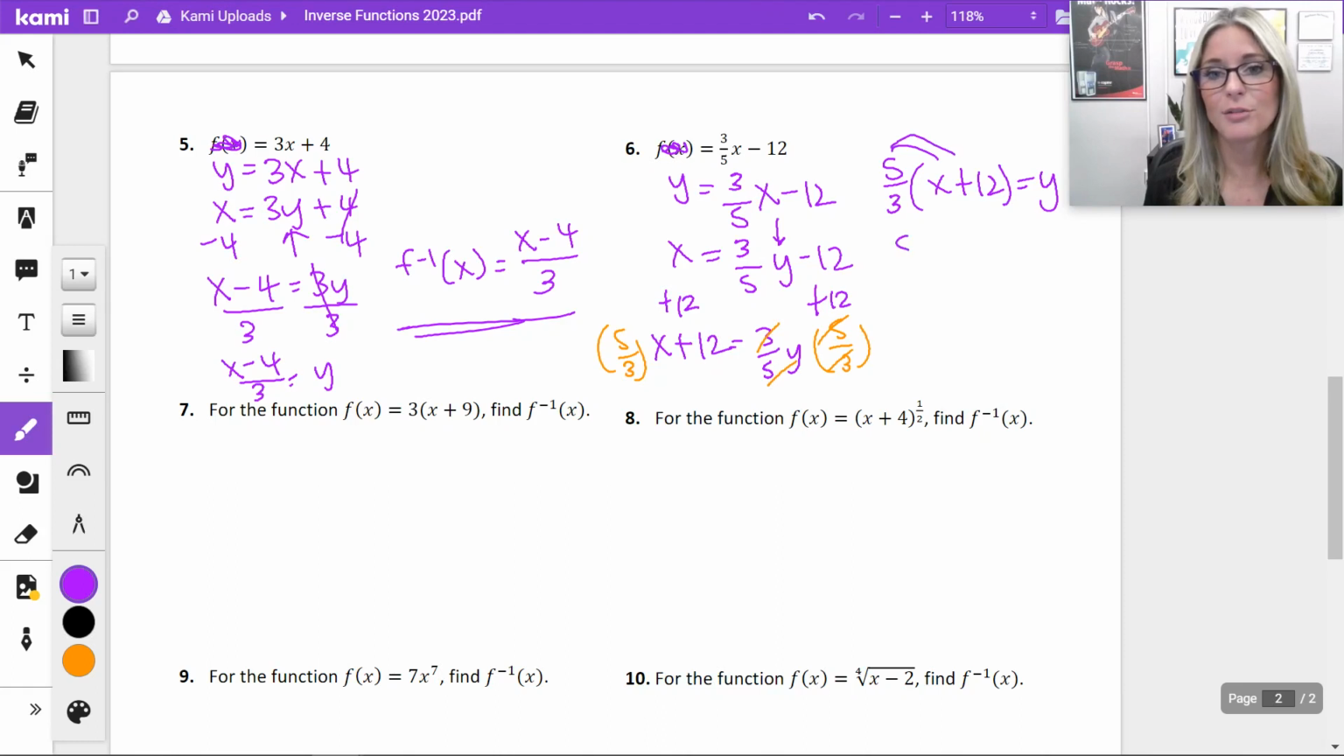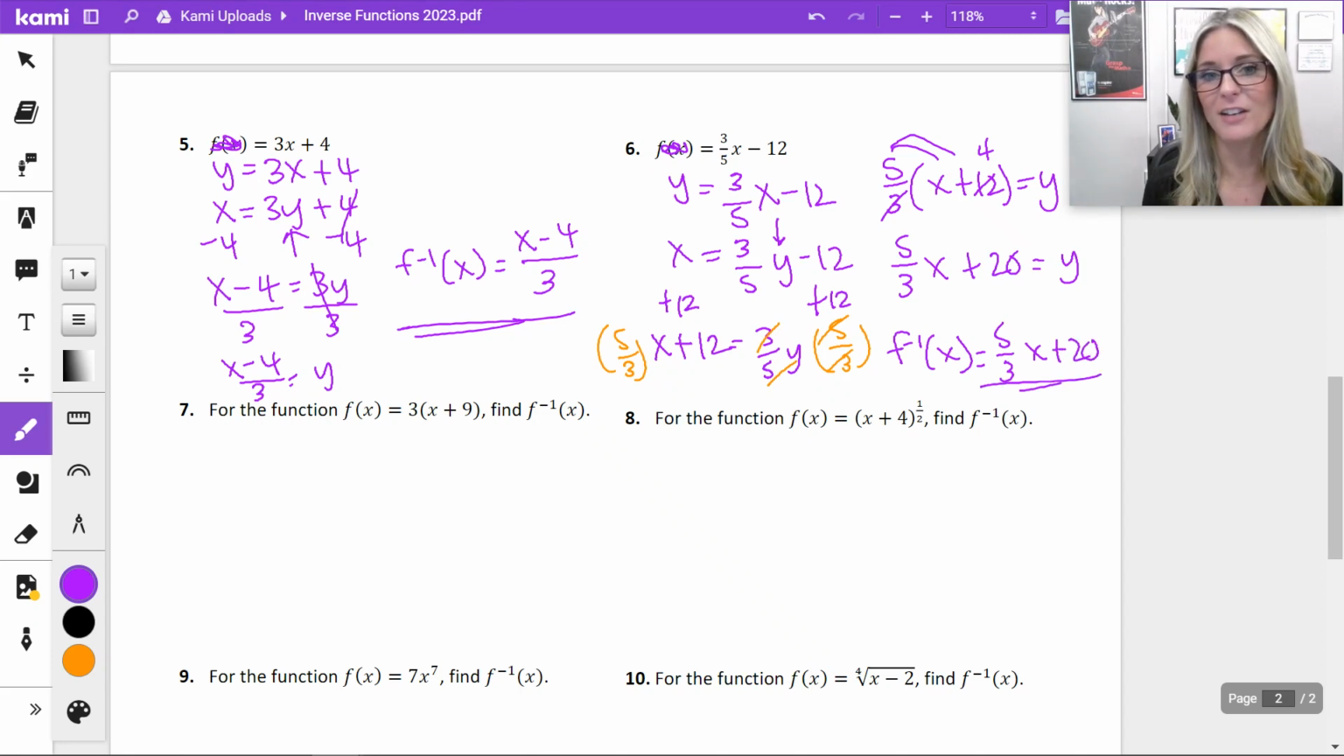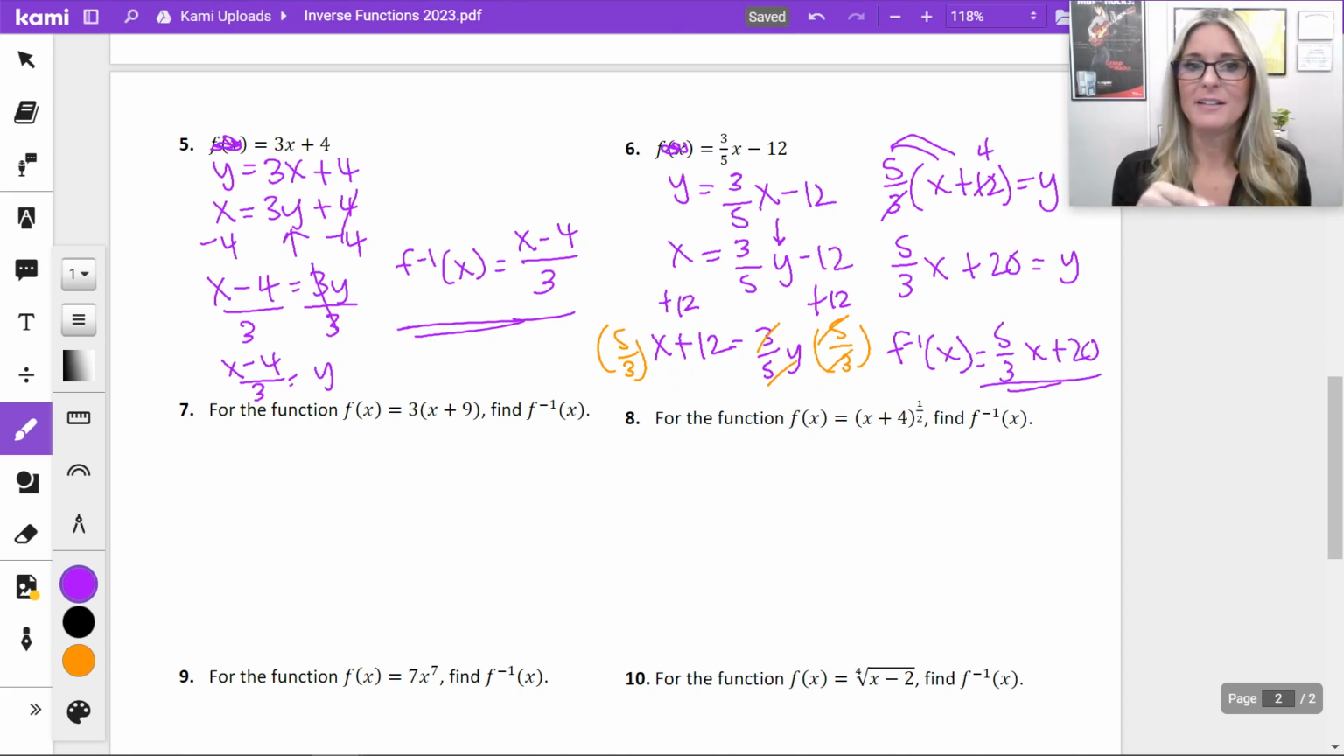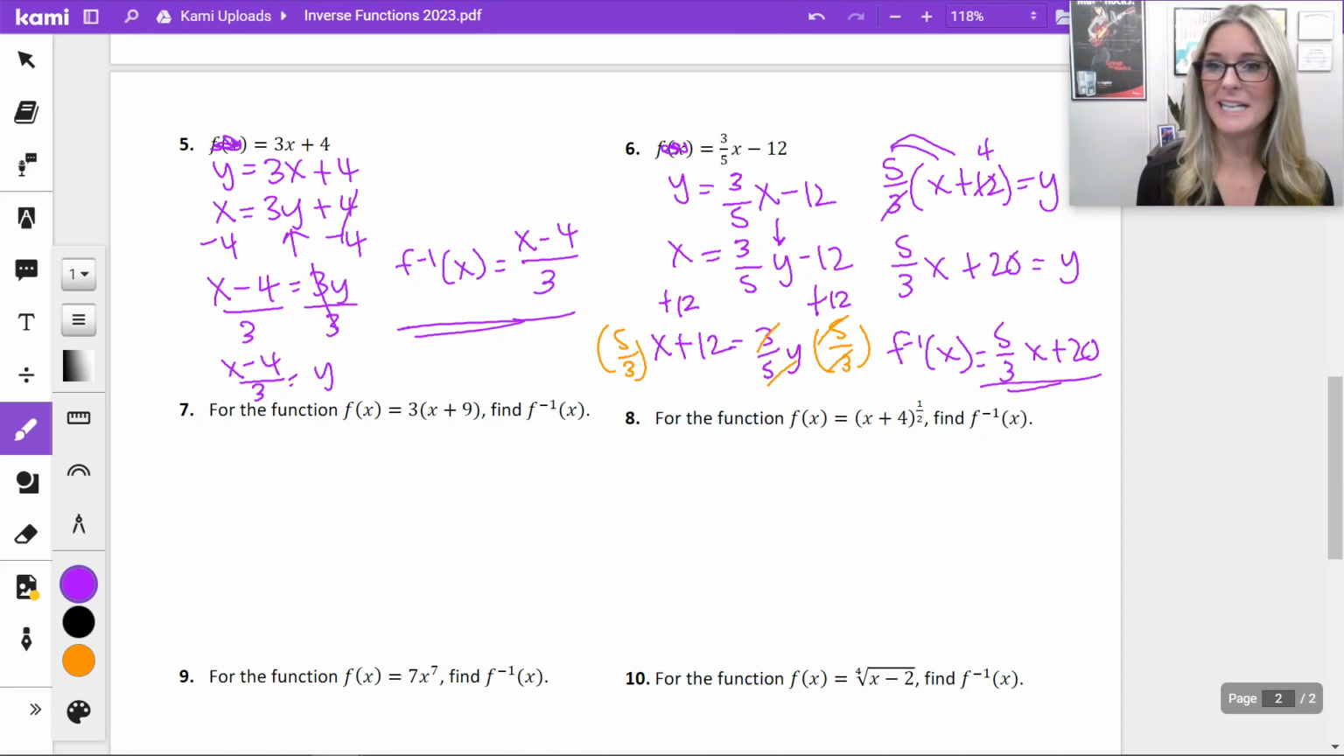You could distribute that through and simplify it as 5/3 x plus, the 3 goes into 12 4 times, and 5 times 4 makes 20, as a nice simplified final answer. Writing it in inverse function notation, f inverse of x equals 5/3 x plus 20, final answer. So look back at this one. Number 6 had 3/5 multiplying with our x, then minus 12. Is there a plus 12 in our inverse? No, we had plus 20. So remember these steps. Again, I've just had students in the past, they just look for opposite operations, but that's not always the case. You really do need to go through and actually solve for it.